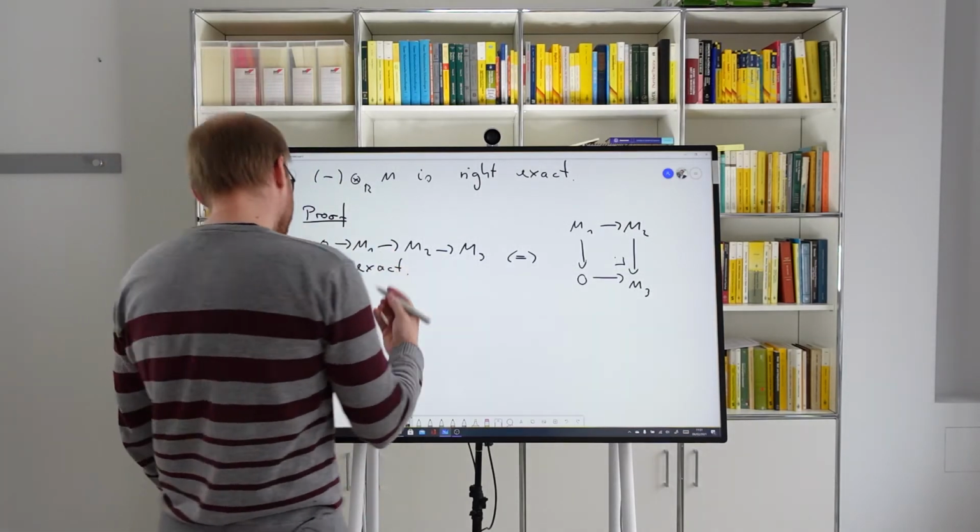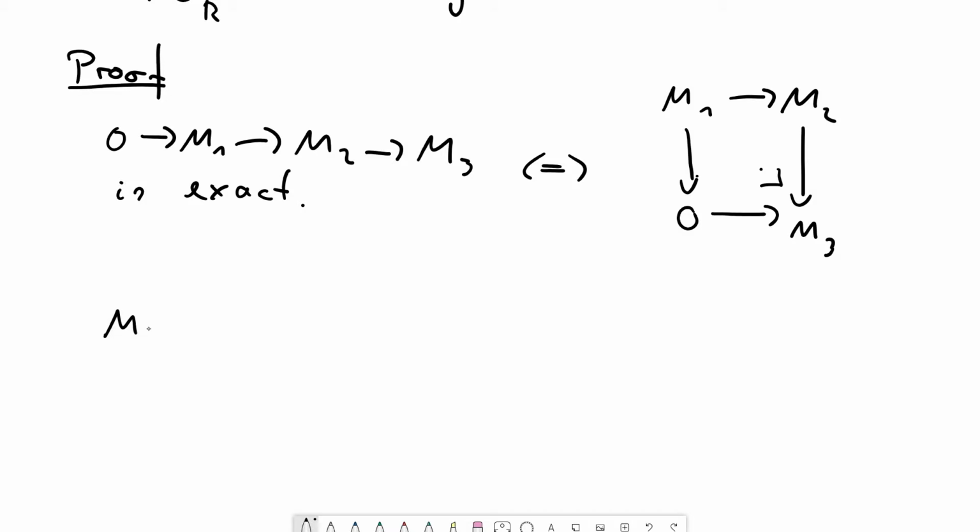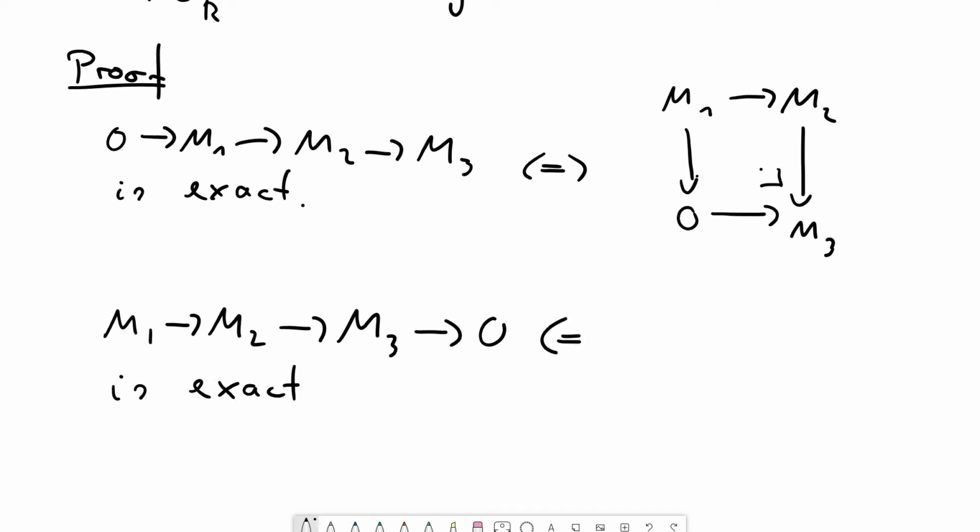We have a dual statement to this, namely if m1, m2, m3 to 0 is exact, then dually, this is equivalent to saying that this square here is a push-out square. So m1, m2, m3, and 0 here. And this is a push-out square. So let's ponder why this is true.